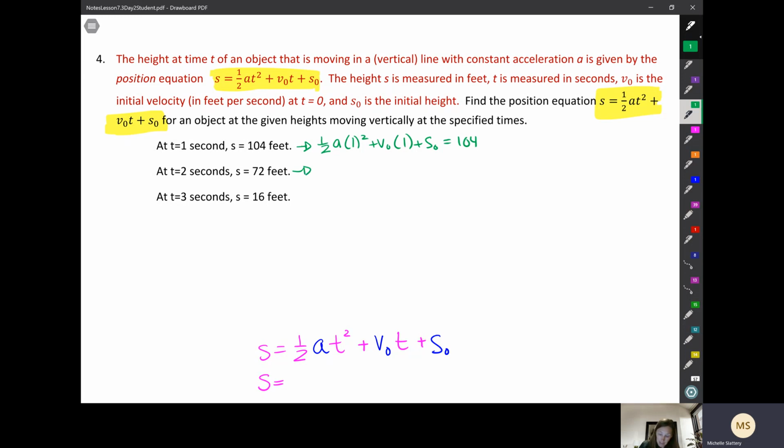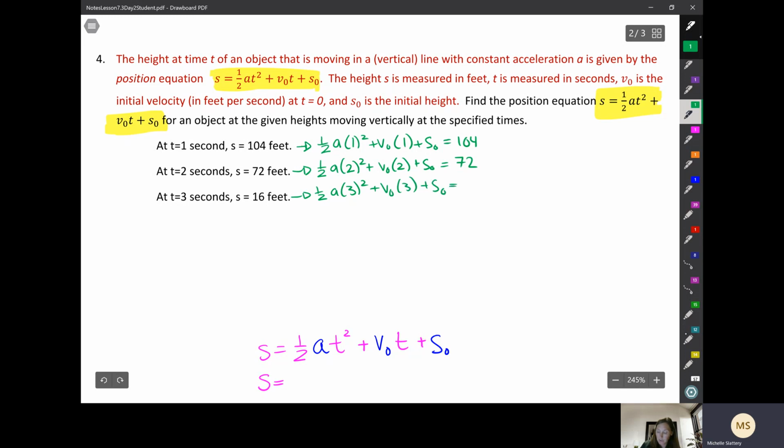My second equation is 1/2 A times T squared, and now T is 2, V naught times T plus S naught is equal to 72. And my third equation, 1/2 A times 3 squared plus V naught times 3 plus S naught is equal to 16. So I just take those 3 equations and write out my system and then solve my system. So just rewriting those equations in a simpler format.